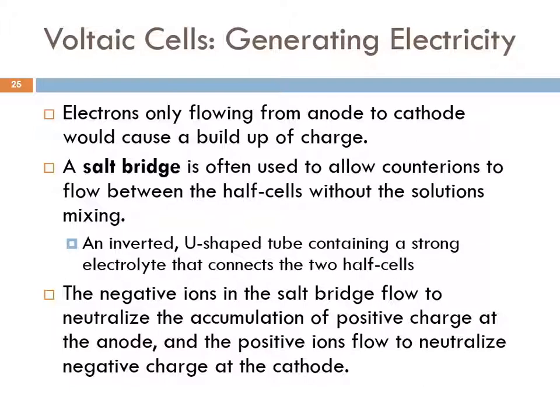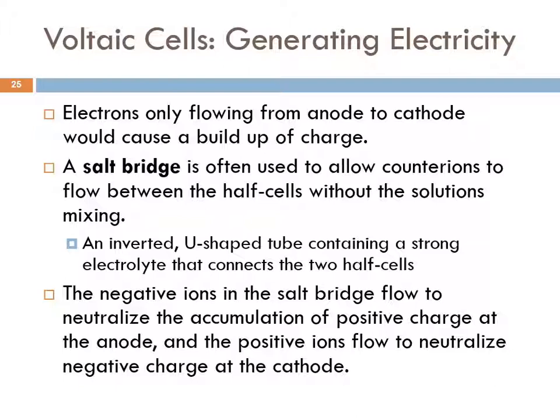The salt bridge is usually a U-shaped tube. So chemists were using U-tubes a long time ago. It's a U-shaped tube, and it has a strong electrolyte in it. Usually it's got some sort of a gel in it, kind of like gelatin, with like potassium nitrate or something in there. So a strong electrolyte.